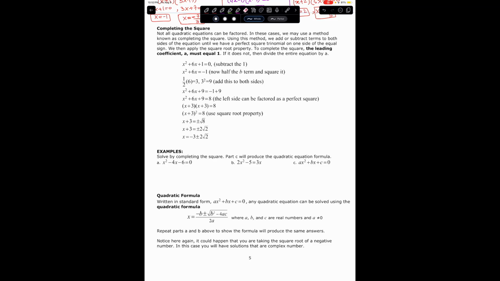Section 2.5, Math 1340, page number 5: completing the square.